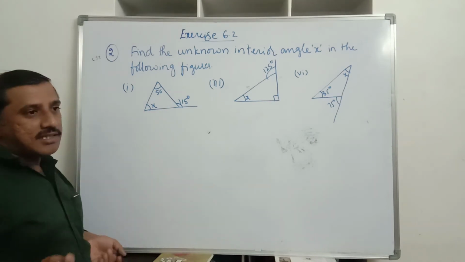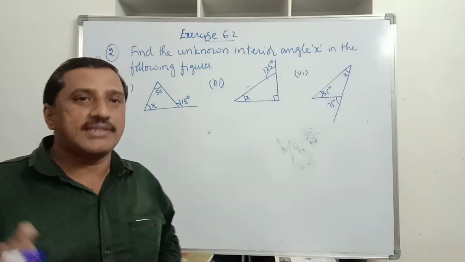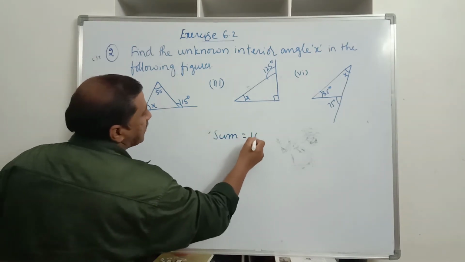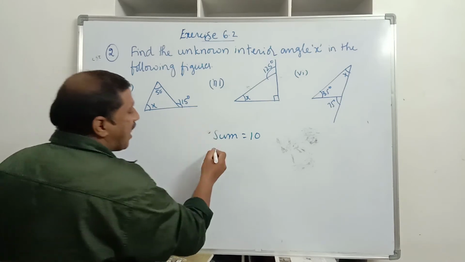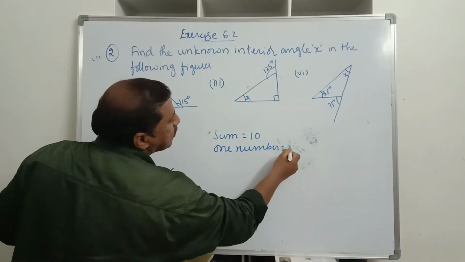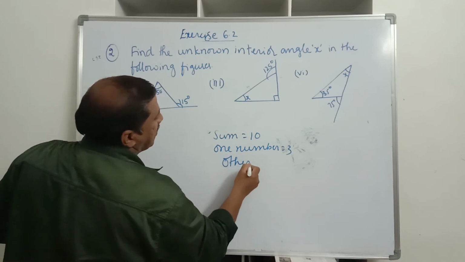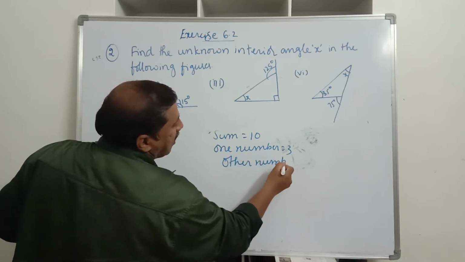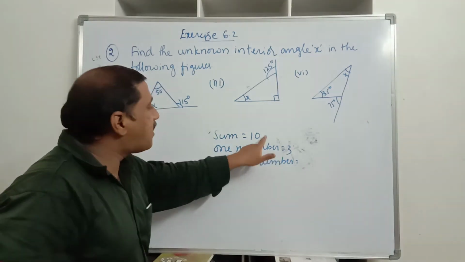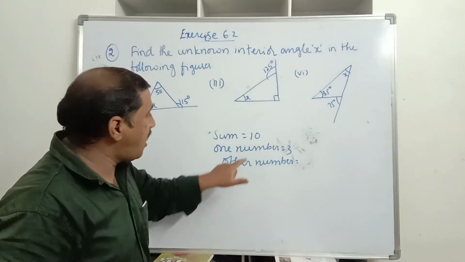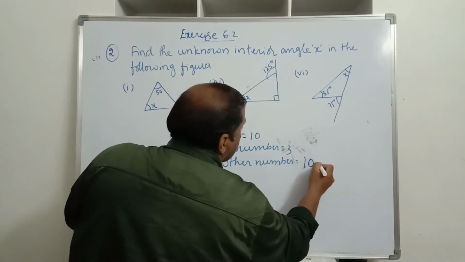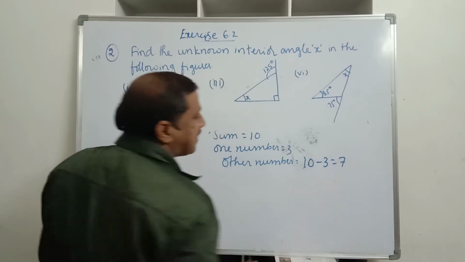For example, the sum of two numbers is equal to 10. One number is equal to 3. Then what is the other number? How do you find the other number? We find it by subtracting the known number from the sum. The sum is 10, the known number is 3, and 10 minus 3 is 7.